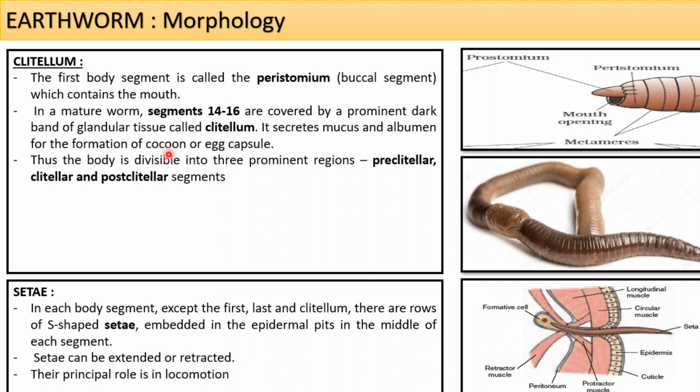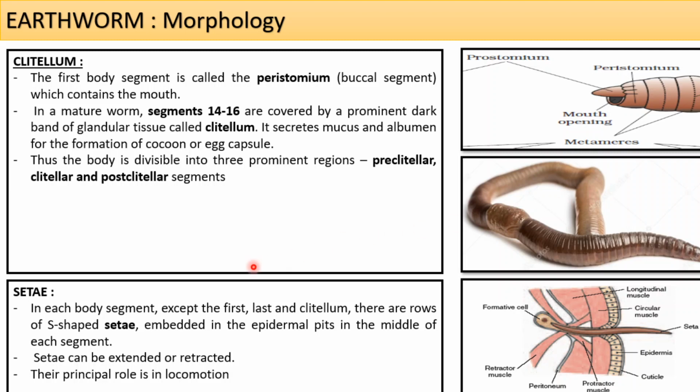We will see when we come to the last slide about reproduction in earthworms how the clitellum helps. But since it is glandular tissue, definitely secretion is its function. So with the help of clitellum, the body gets divided into the preclitellar region, clitellum, and the postclitellar region. Segments up to 13 are preclitellar, 14, 15, 16 clitellum, and from 17 to the last is postclitellum. Okay?